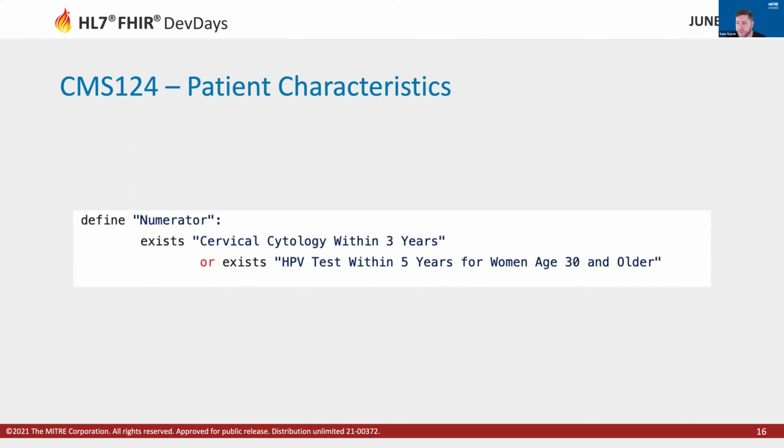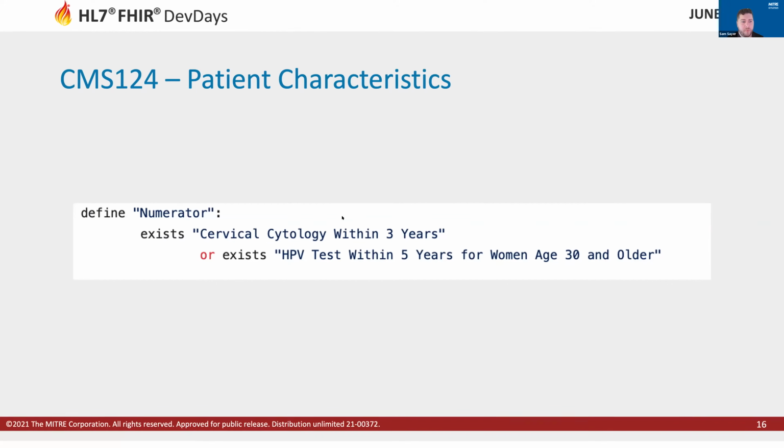CMS 124, which is breast cancer screening, excuse me, cervical cancer screening. We have to include patient characteristics. So with this one, we have to consider both gender and age. There are different criteria here that we might cite in terms of where the care gap is, depending on the age of the patient. So in this case, the HPV test for when they're over the age of 30, or the cervical cytology for other folks. So this is something we're going to have to consider as we create these detailed care gap reports.